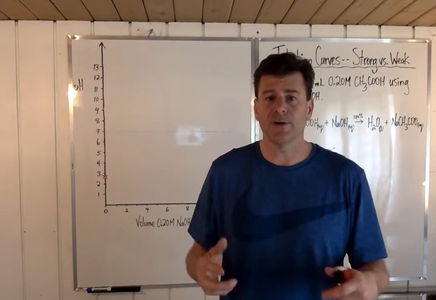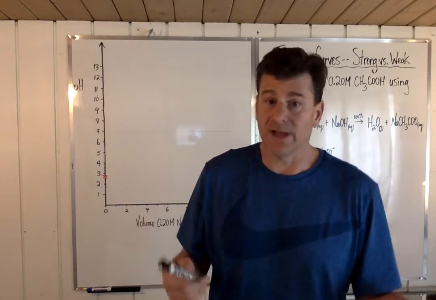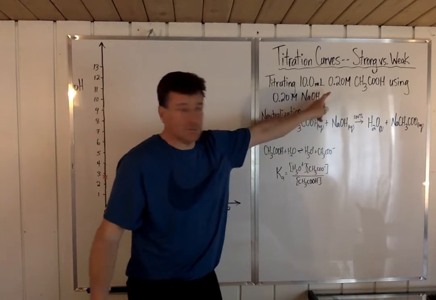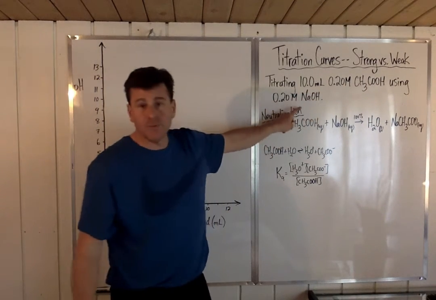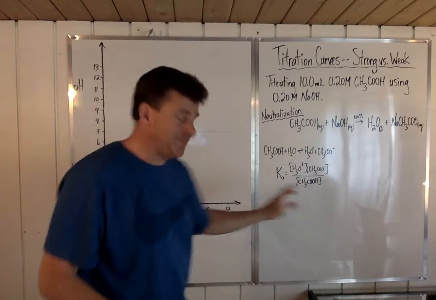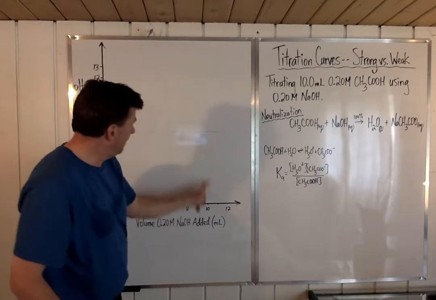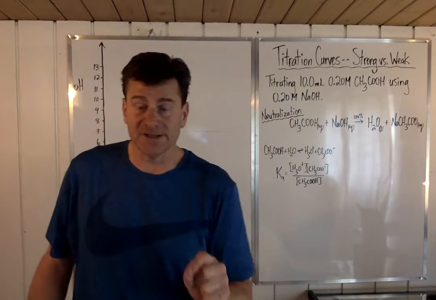Okay, so let's think about equivalence. I've already kind of talked about this. So, a 10 ml sample of 0.2 acetic acid, because it's 1-to-1 in the neutralization, will require 10 milliliters of NaOH. So at 10 mils added here, I'm going to have my pH at equivalence.